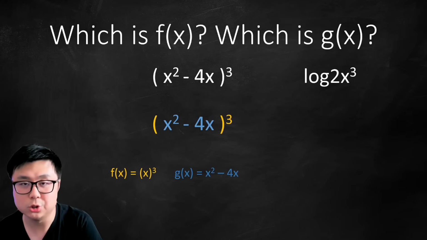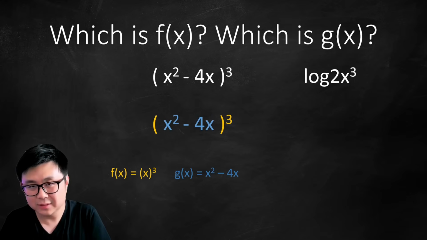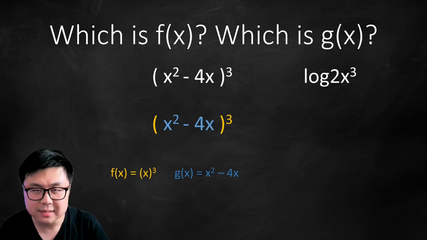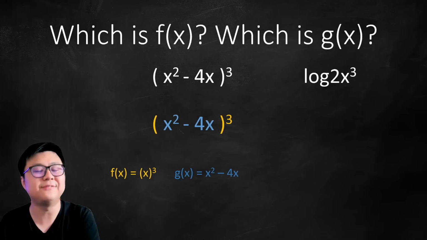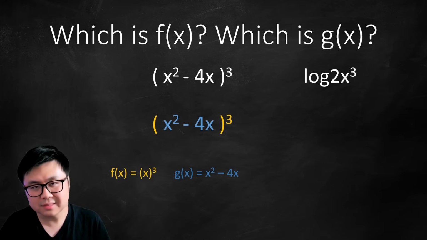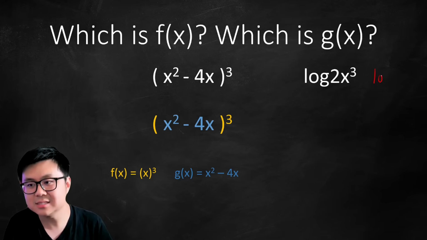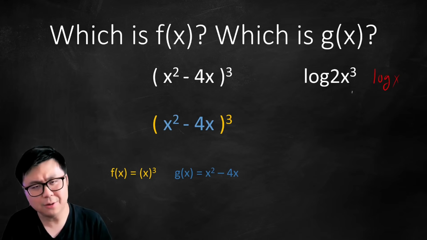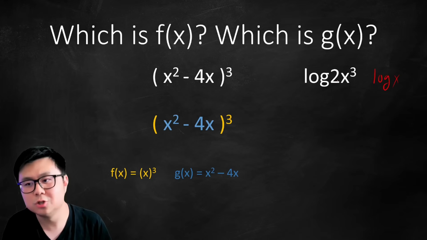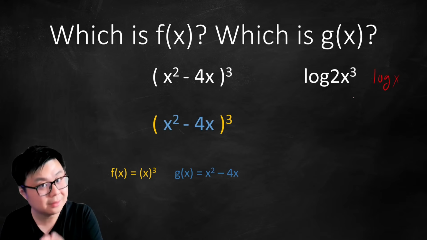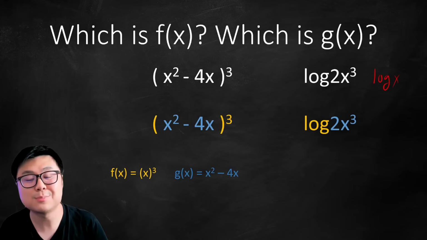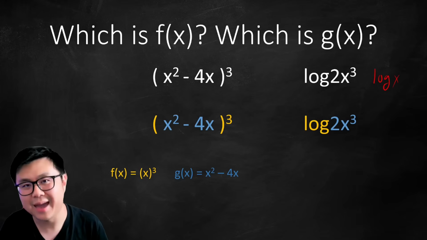Log 2x cubed. Well, in this case, what stands out right away? It's the log, isn't it? Okay, well think, what's the default function for a log? Well, the default function for logs is just log x. But I don't see log x, I see log 2x cubed. That means the 2x cubed is probably stuffed into where my x used to be.